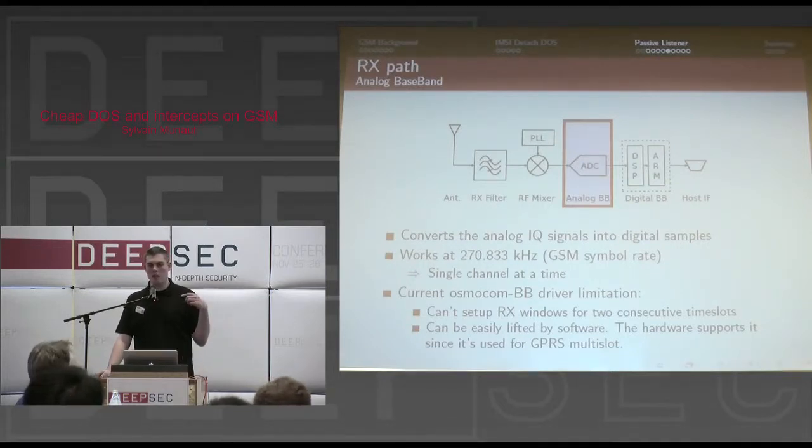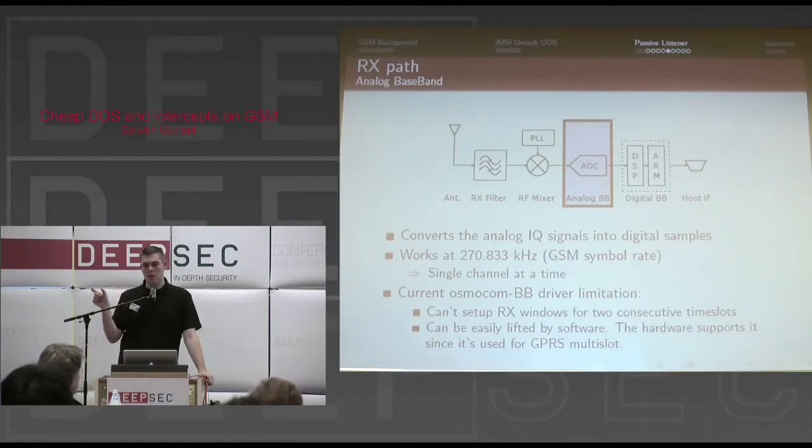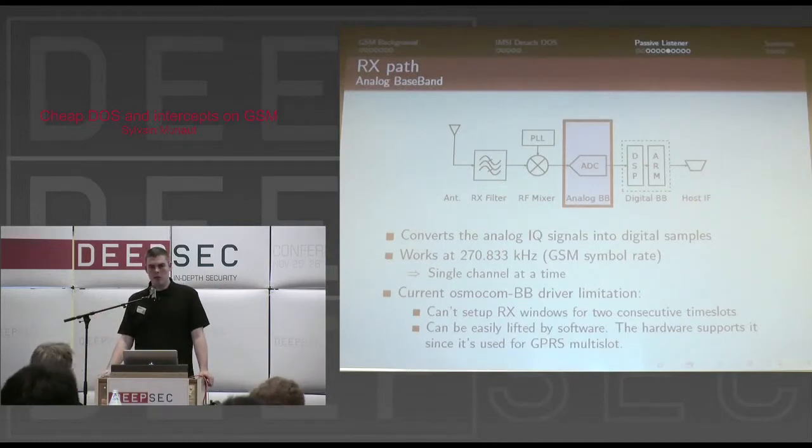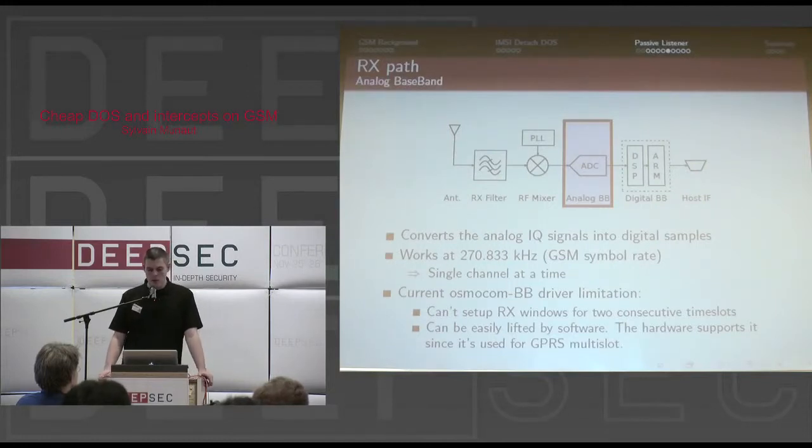You configure it to receive like 160 samples. That is one burst, and you have to configure it for each group of 160 samples. And currently, the driver doesn't allow to configure two consecutive bursts. So that's a limitation, but that's a software limitation, because the hardware has to be able to do it, since it's a requirement for GPRS multi-slot, and this chip is supposed to support at least two consecutive bursts. So with a little work, we could just lift that restriction.